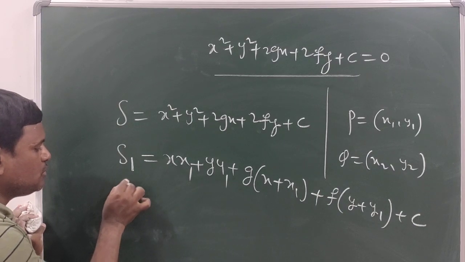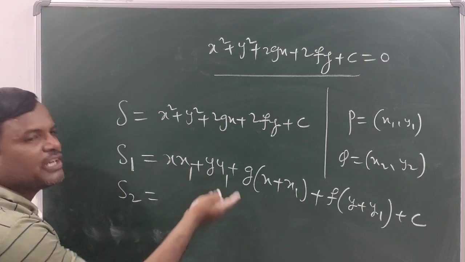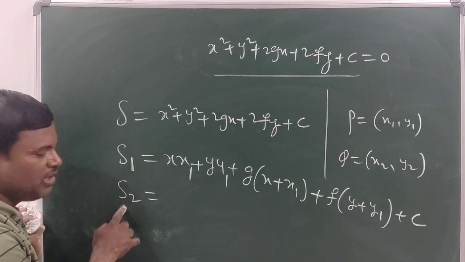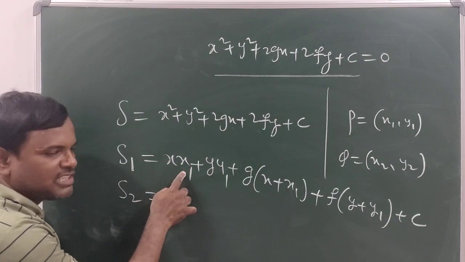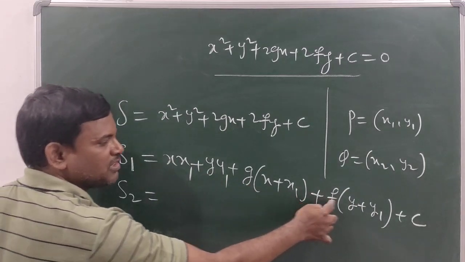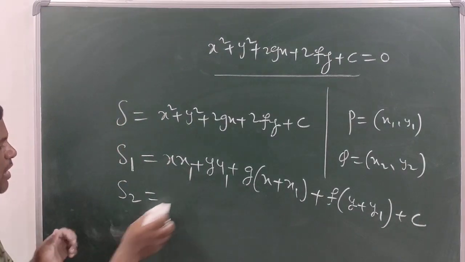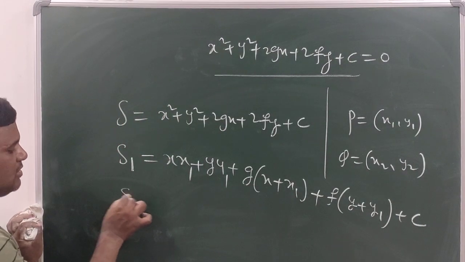Suppose you want S2, what you have to do? Replace x1 y1 by x2 y2. That's it, so that you will get S2: x x2 plus y y2 plus g of (x plus x2) plus f of (y plus y2) plus c. That is S2.